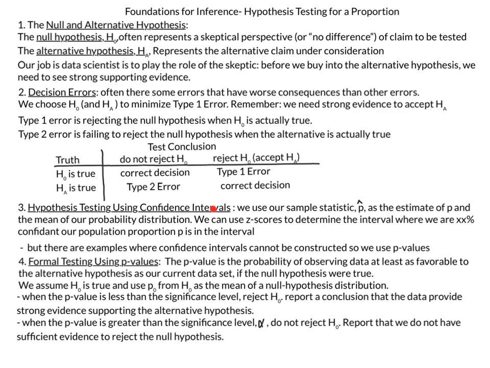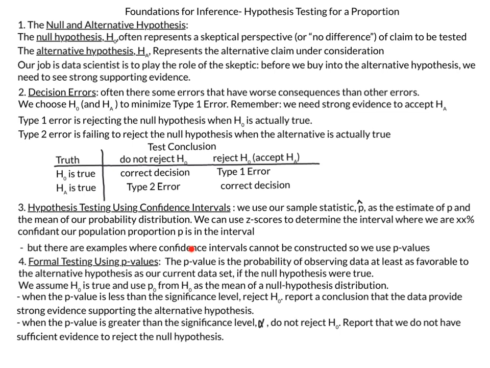So in our confidence interval, we're going to use our sample statistic p hat as an estimate of our population parameter p. And the mean of our probability distribution then will also be p hat. Also, p hat is what we use to calculate the standard error. Then we use z-scores to determine the interval where we are XX% sure, so maybe 95% confident, that our population proportion p is in this interval. And we'll do examples of that. So again, this is really combining things from the last video.